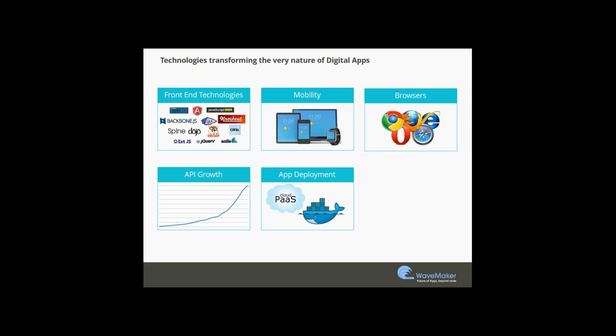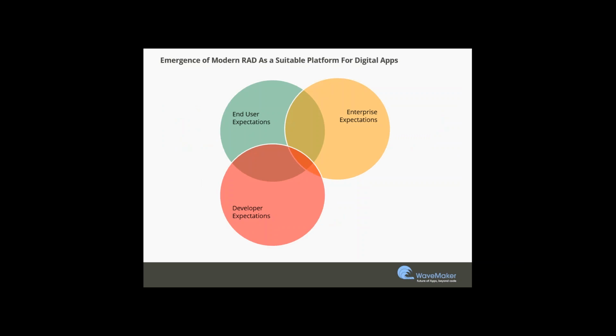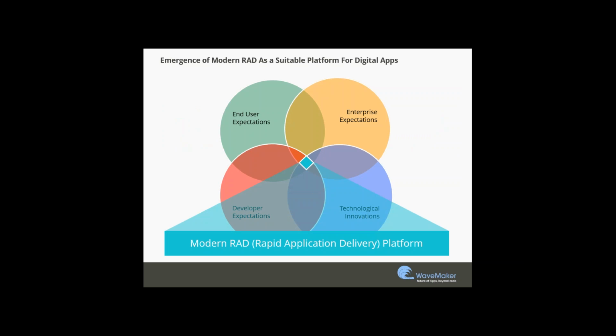It's about taking these apps and making them available on a public or a private cloud infrastructure so that they are available always, anytime, anywhere. And finally, it's about creating an environment where developers can easily connect to various code repositories and start creating value around existing services that are already available. And that is where we see the emergence of a modern, rapid application delivery platform suitable to create digital apps. It's about taking your end user expectations, your enterprise expectations, developer expectations, and bringing in all the technological innovations that have happened in the past few years to create a modern, rapid application delivery platform.